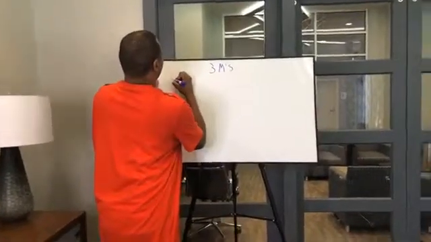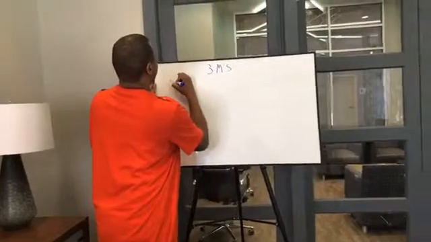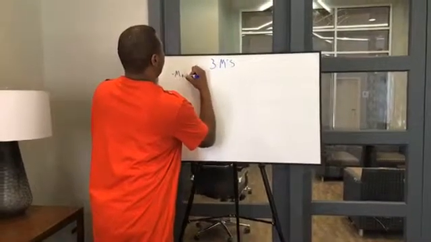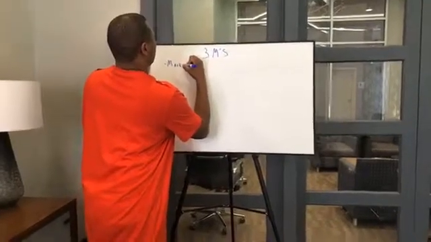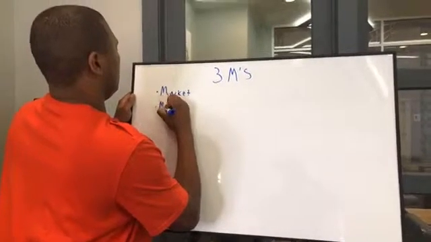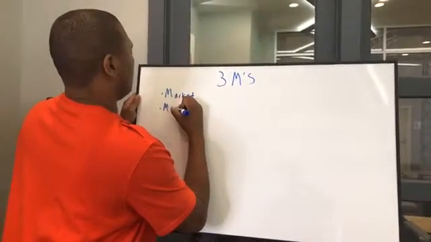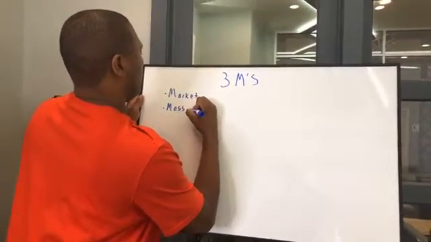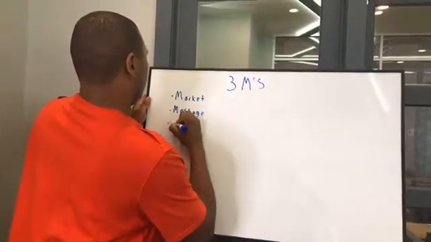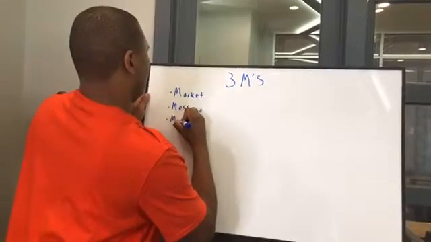So the first M is market. That's the first M, is market. The second M is message. And the third M is media.